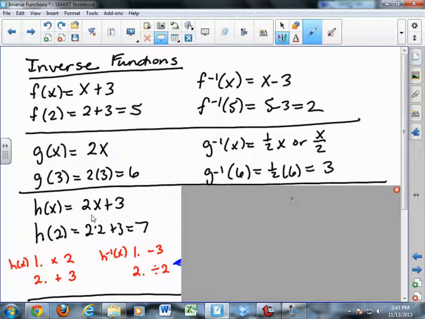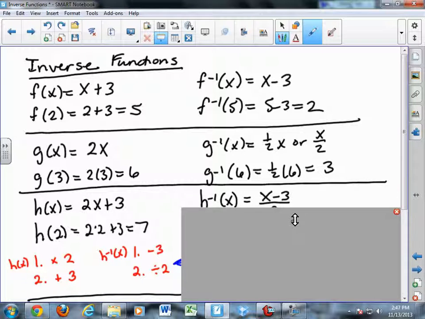If you look at the original function, the first thing I did was multiply x by 2, and then add 3. So in the inverse function, to undo that, we have to go in reverse order as well as reverse operations. So we have to subtract 3 first and then divide by 2. So the inverse function would look like this: x minus 3, the quantity, divided by 2.